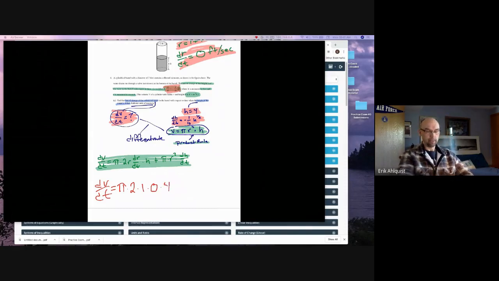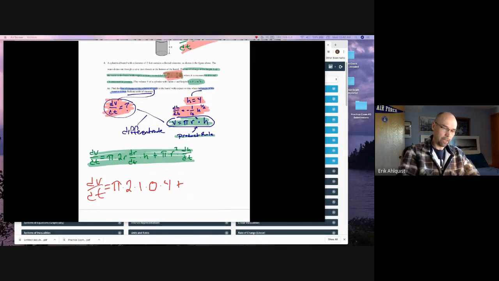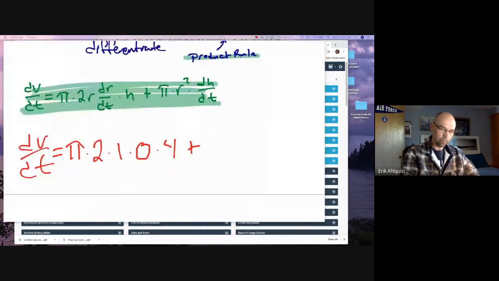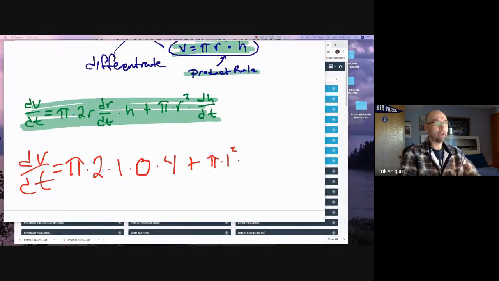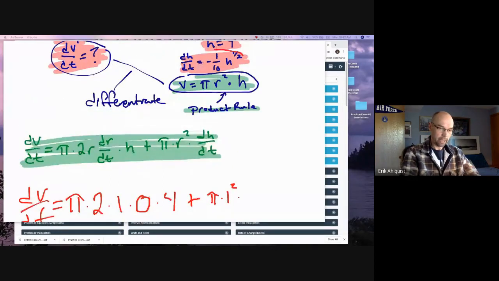So that's the first part of that equation. Pi, and then the radius is 1. The rate of change of the radius is 0. The height we're supposed to be talking about is when h is equal to 4. And then if we keep going, we have plus pi times the radius squared times dh/dt. Well, we have an equation right here for dh/dt, and with that and the fact that h is equal to 4, we can just plug those values in.